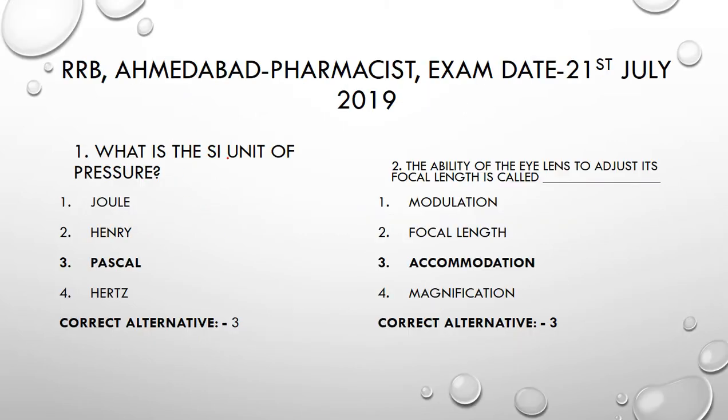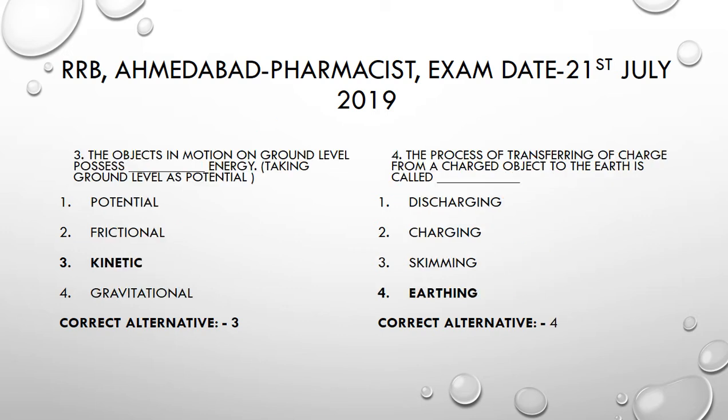First question is, what is the SI unit of pressure? That is Pascal. The ability of the eye lens to adjust its focal length is called accommodation. The object in motion on ground level possesses blank energy. Take ground level as the potential, that is kinetic. The process of transferring charge from a charged object to the earth is called earthing.